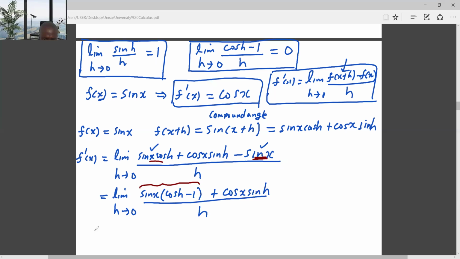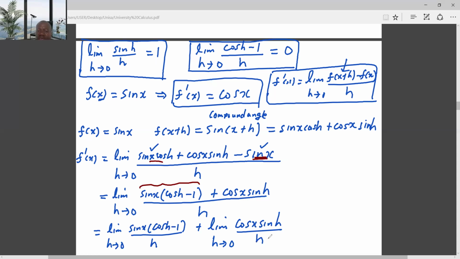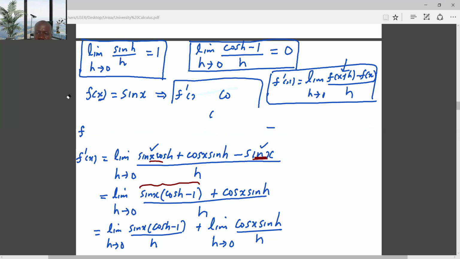So it means this will be the limit when h approaches 0 of sine x times cos h minus 1 over h, plus, then put the limit again, the limit when h approaches 0 of cos x sine h over h. I believe you see what I've done. Then from here, ladies and gentlemen, I'll do this. From here, what I'll just do is look at the first part.